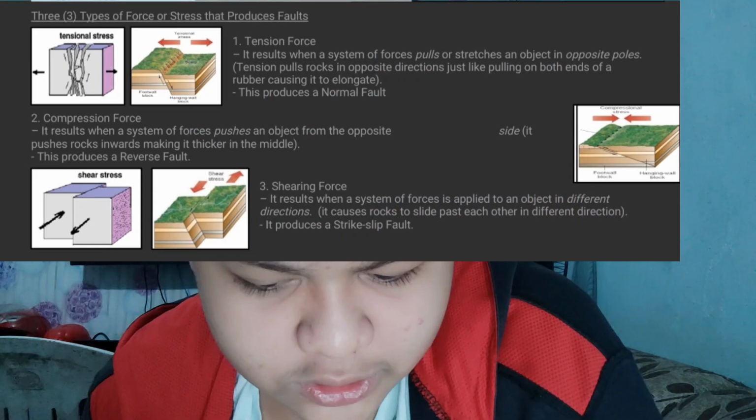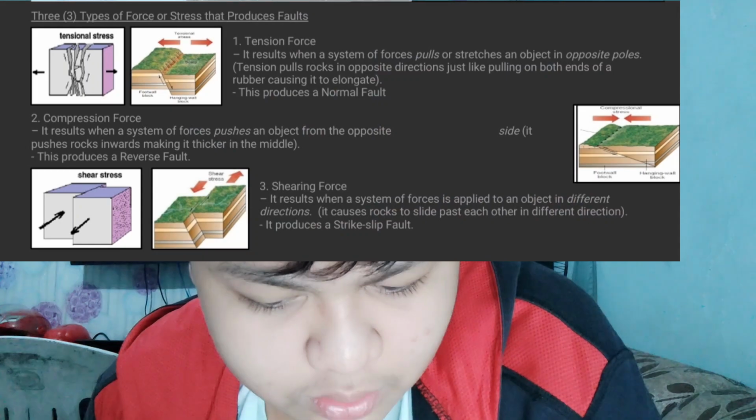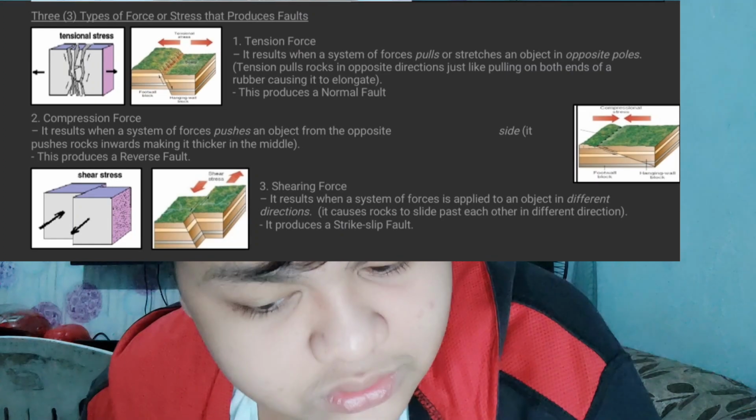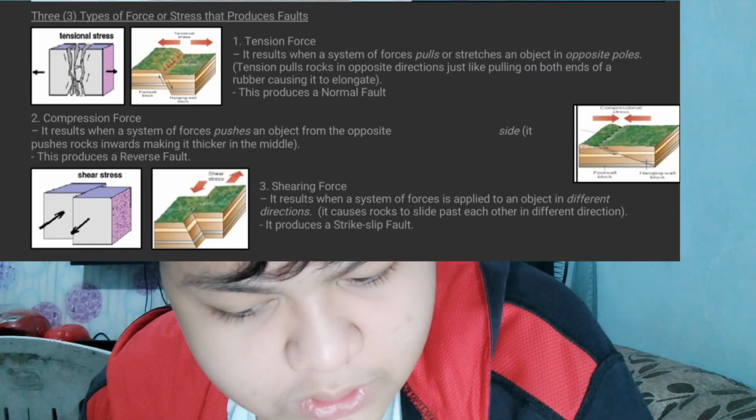The third is the shearing force. It results when a system of force is applied to an object in different directions. It causes rocks to slide past each other in different directions. It produces a strike-slip fault. It's basically like this, my friend. It's like the opposite.